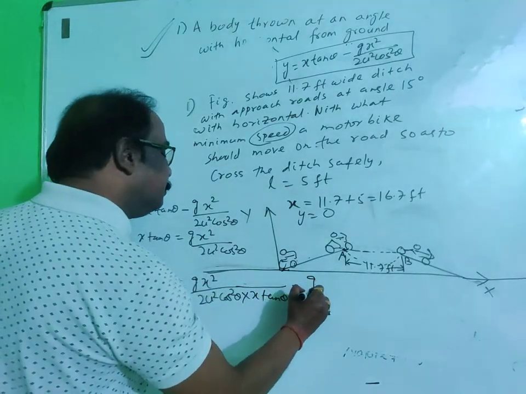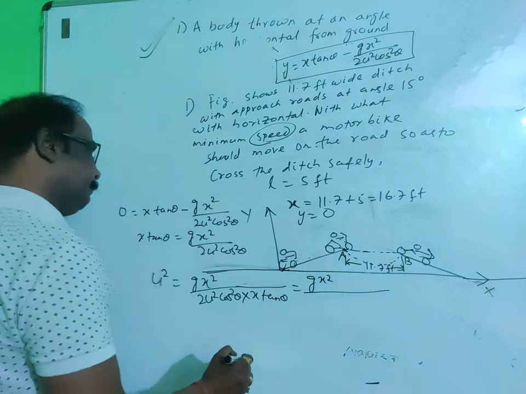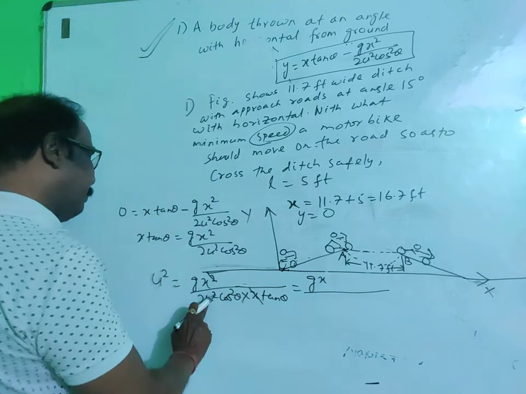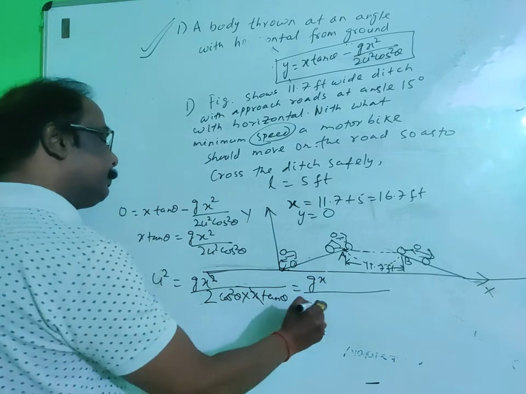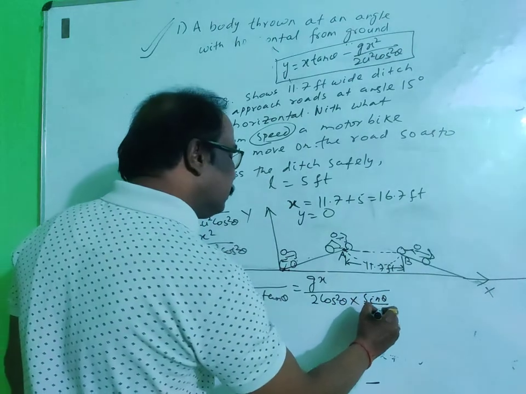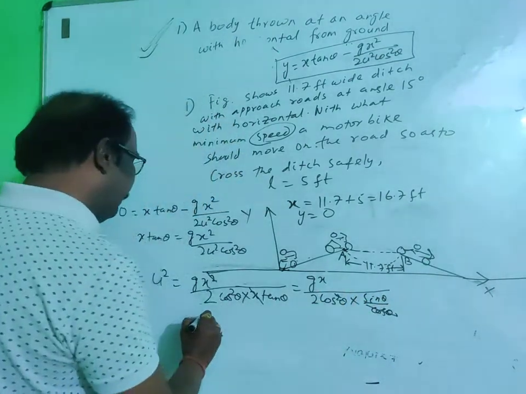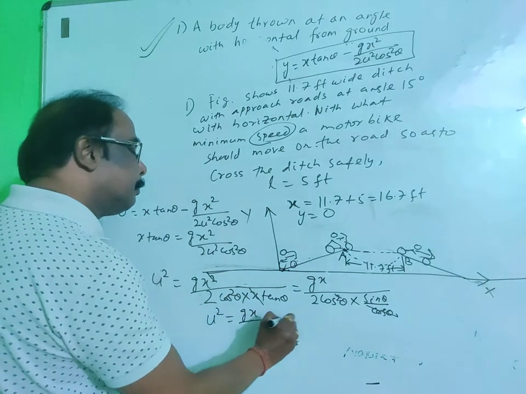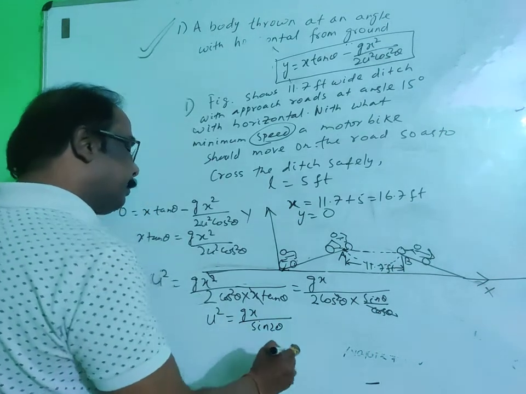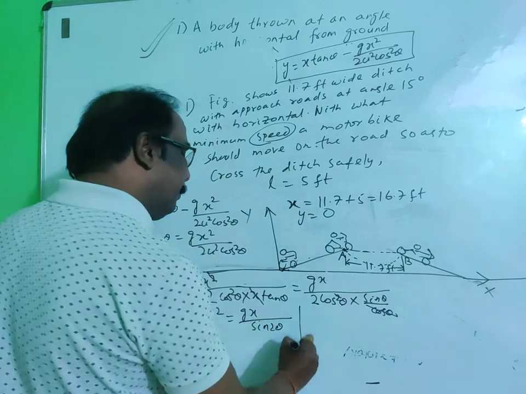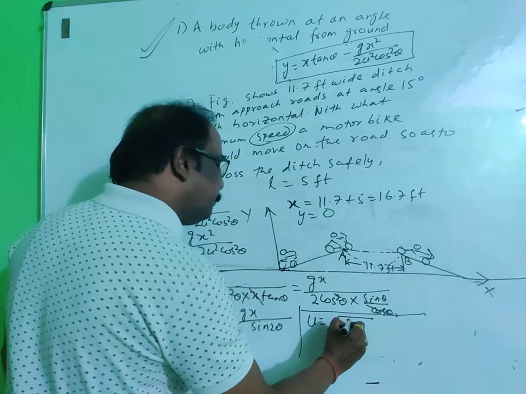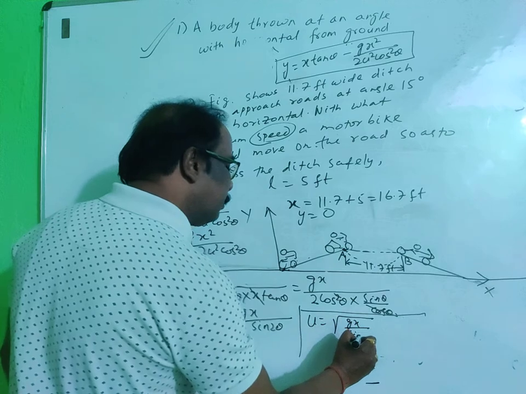Just cross multiply and it will become g x square divided by x, x cancels, g x divided by u square. We have cross multiplied, this is 2 cos square theta into tan theta, meaning sin theta divided by cos theta. Cos theta cancels, then u square is equal to g x divided by 2 cos theta sin theta, which means sin 2 theta. Is it clear? Then u is equal to root of g x by sin 2 theta.